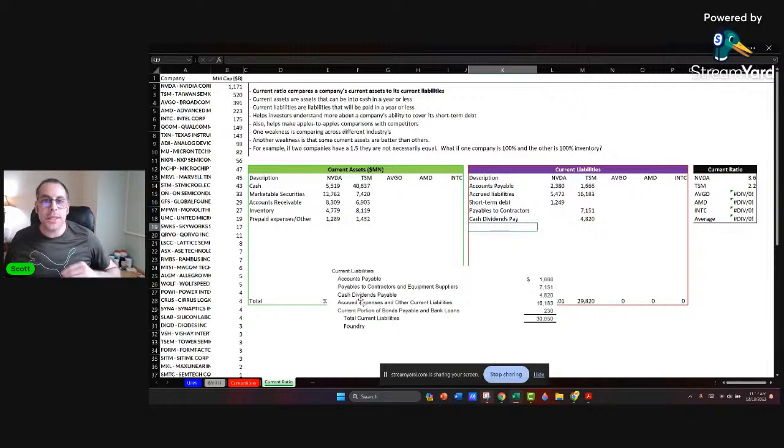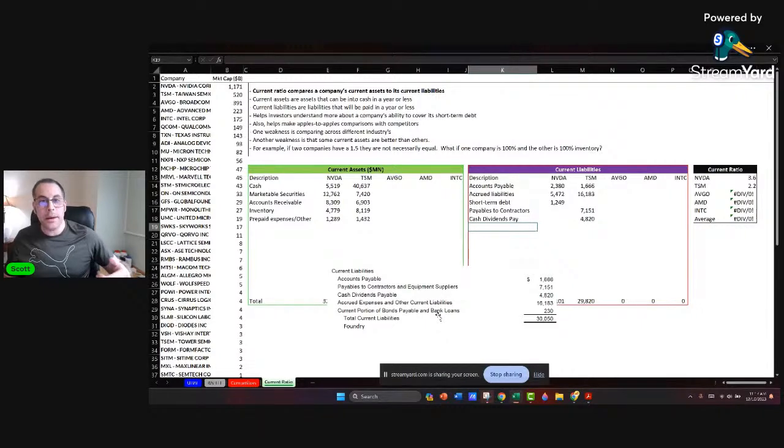Because most things don't just sit on the balance sheet forever. They're on a balance sheet for a certain amount of time, sometimes a day, a week, a year, 100 years. Certain things are there forever. But what do I need? I need the 230, current portion of bonds payable.